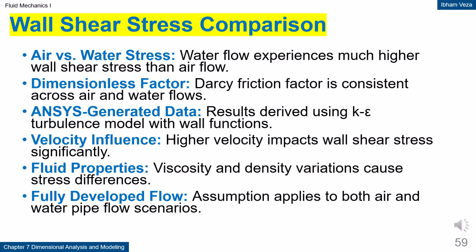Wall shear stress comparison. The comparison shows that wall shear stress in water flow is much higher than in airflow. Nevertheless, the Darcy friction factor in dimensionless form can have the same value for both cases. These results are obtained from CFD simulations using a specific turbulence model. Flow velocity and fluid properties strongly influence the magnitude of shear stress. This example shows how dimensional and dimensionless quantities provide different perspectives.